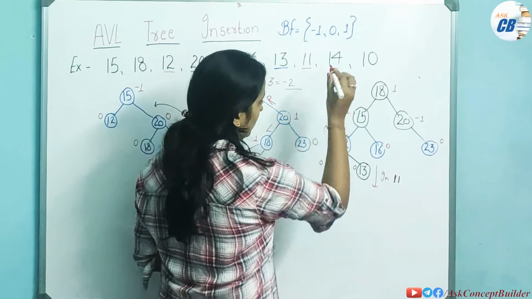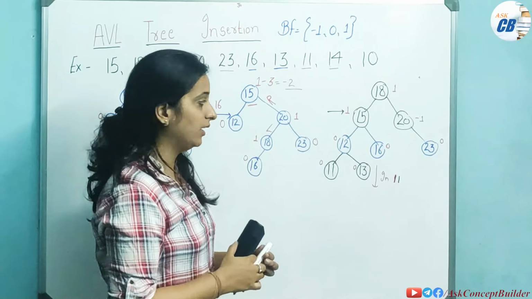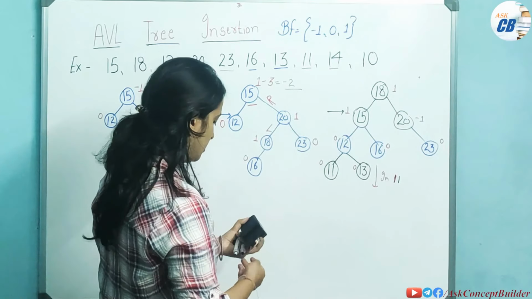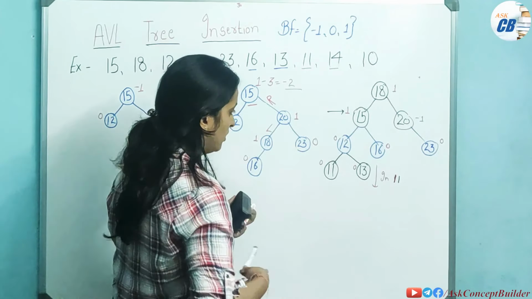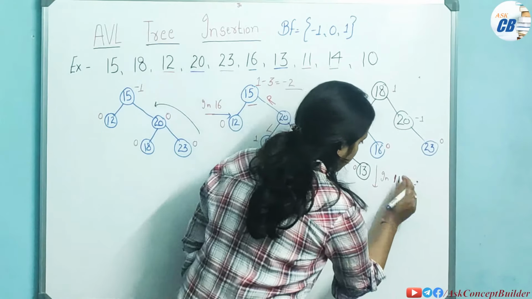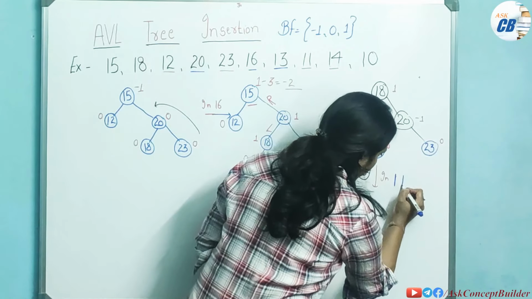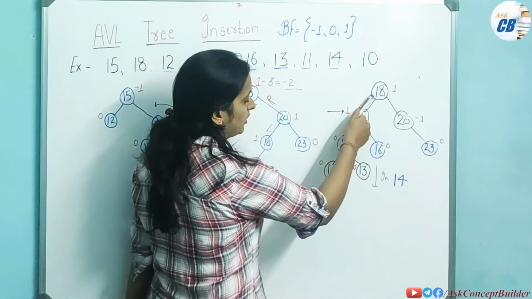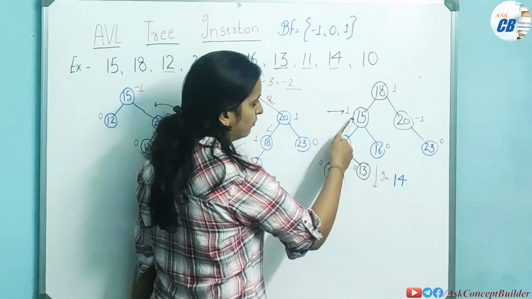Now we'll insert 14. Now see where this 14 will come. Now we have to insert the node 14 here. Now again we will check where this 14 will come. See, 14 is smaller than 18. It will come to the left of 18.